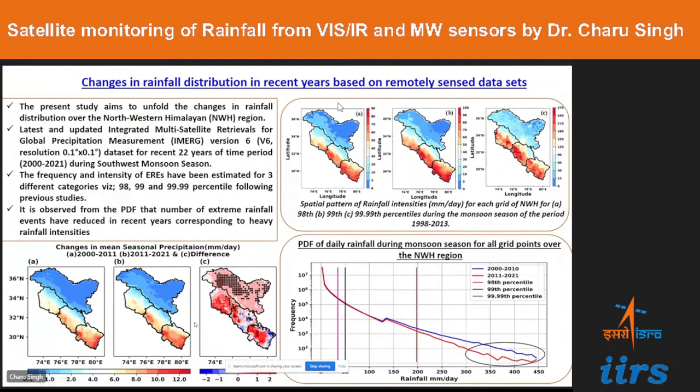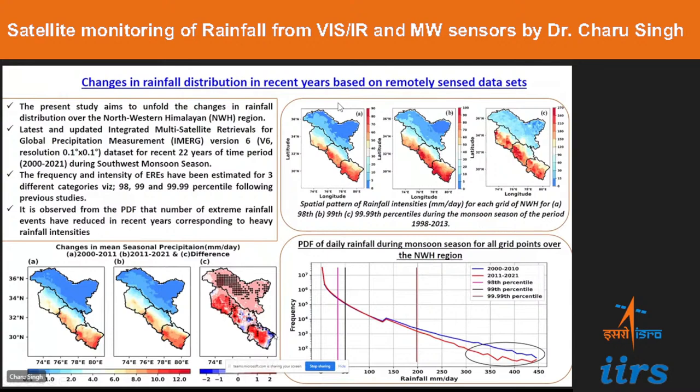And over the last 22 years of the time period, if we just look at the spatial distribution, we would find that in the recent 10 years, the rainfall amount has been increasing. So you can see the various red patches here. The amount of the rainfall has been increasing over these locations. Like there is a region, quite an extensive region in the Uttarakhand state, where the rainfall is increasing in the monsoon season in the recent 10 years. And the black dots are shown here. So there is a significant increase over these locations.